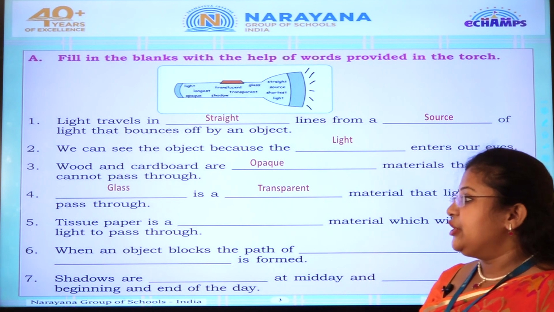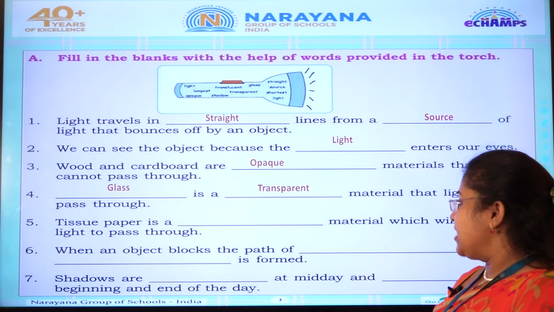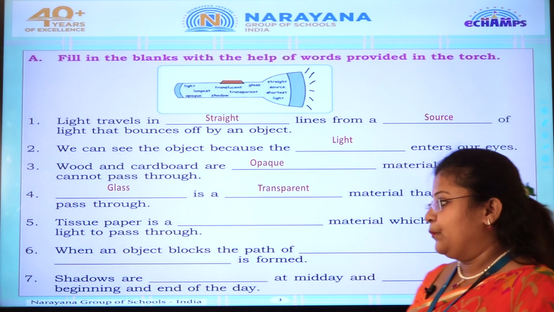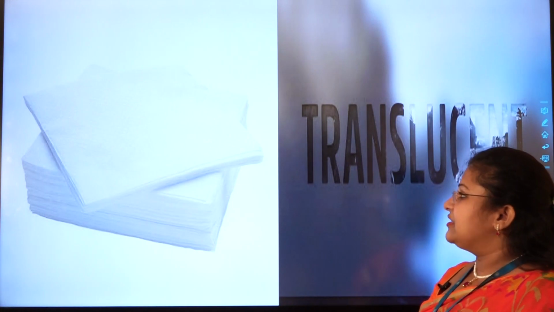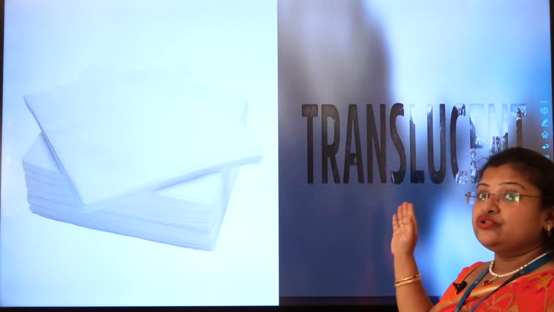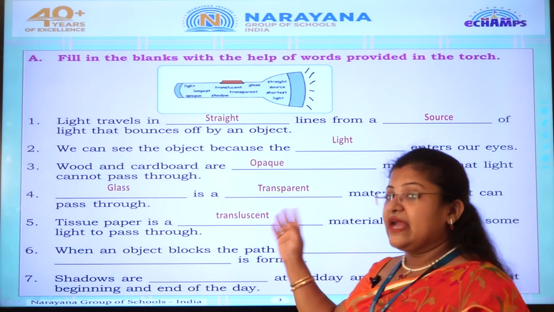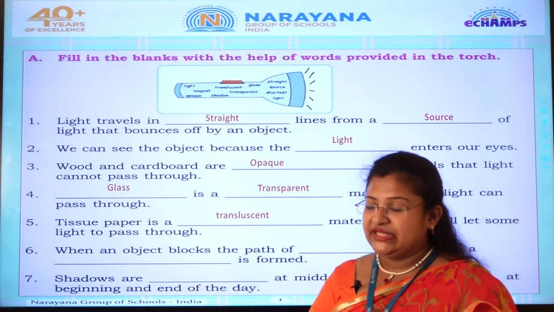Fifth one: tissue paper is a dash material which will let some light pass through. Which type of material is the tissue? It is translucent. Yes, children, it is translucent. So here the answer will be translucent.